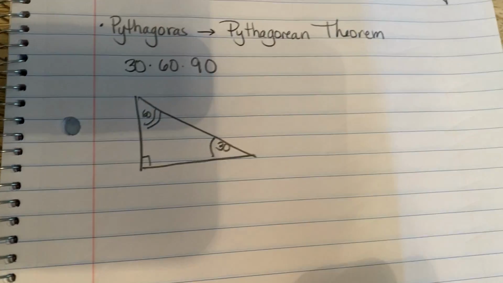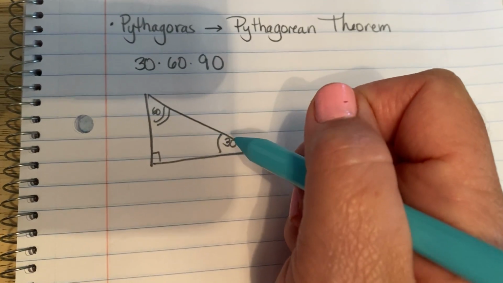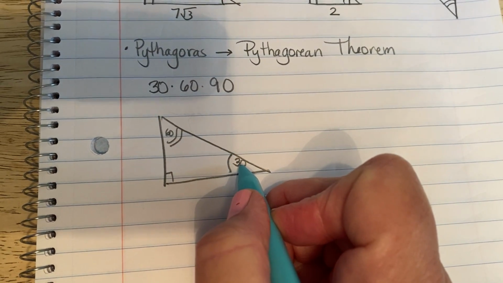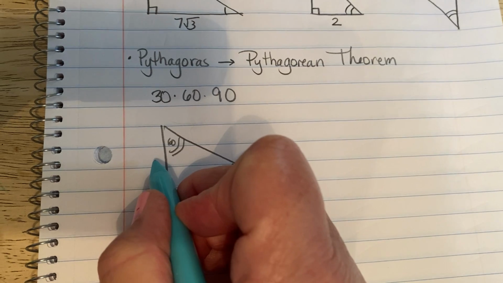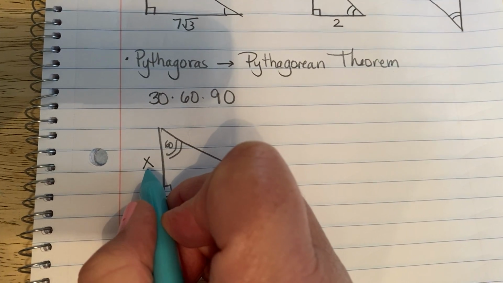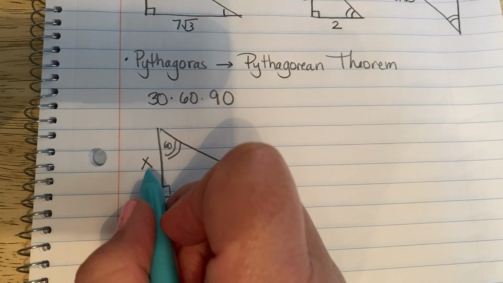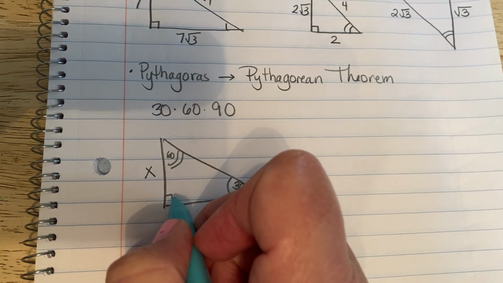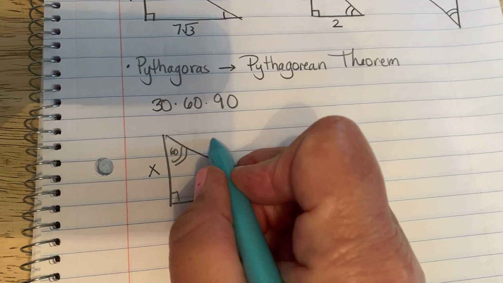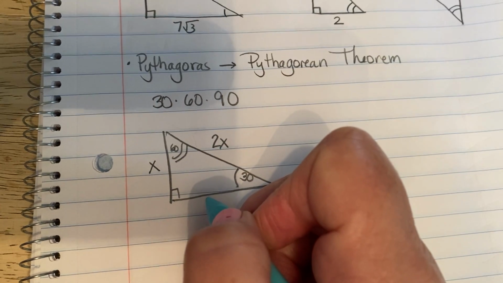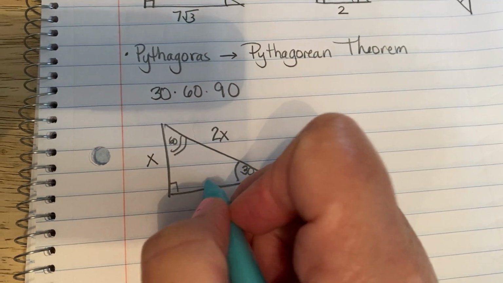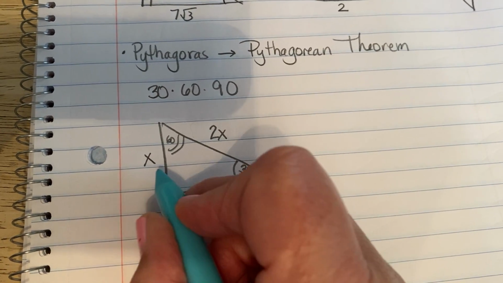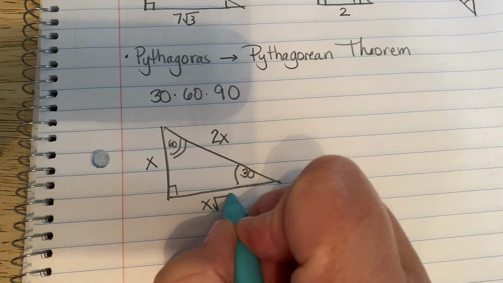Mathematicians figured out that the relationship in every 30, 60, 90 triangle was like this. The measure of the side across from the 30 is always the basic measurement that you would go by. Then across from the 90, always in a 30, 60, 90 triangle, the measure is always twice that size. And across from the 60, the measure of this side here is the measure across from the 30 times the square root of 3.